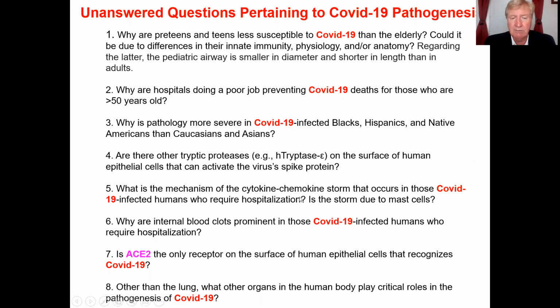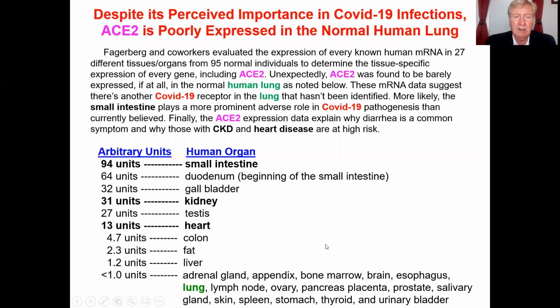What is the mechanism of the cytokine-chemokine storm that occurs in those COVID-19 infected humans who require hospitalization? Is this storm due to mast cells, as I believe? What is causing the internal blood clots in COVID-19 infections? Is ACE2 the only receptor on the surface of human epithelial cells that recognizes COVID-19? And other than the lung, what other organs in the human body play critical roles in the pathogenesis of COVID-19? It's these last two questions that become quite pertinent to this data.